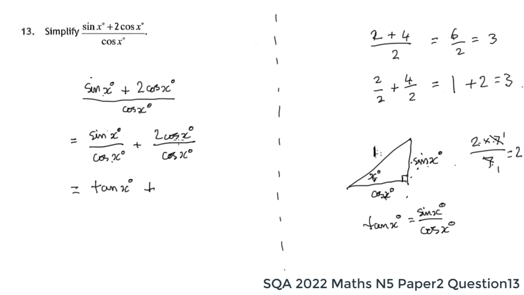And this is the same. We divide the top and the bottom by the number that's cosine of x. That goes. That goes. And what we're left with? 2 times 1 over 1. That's 2 over 1. That's just 2. So the whole thing simplifies, and we're asked to simplify it, to tan x plus 2.